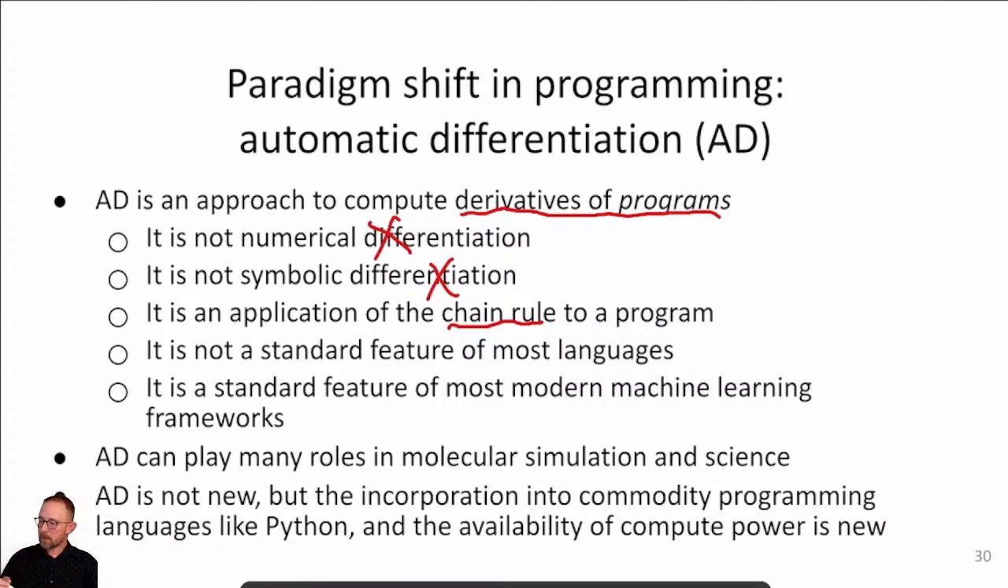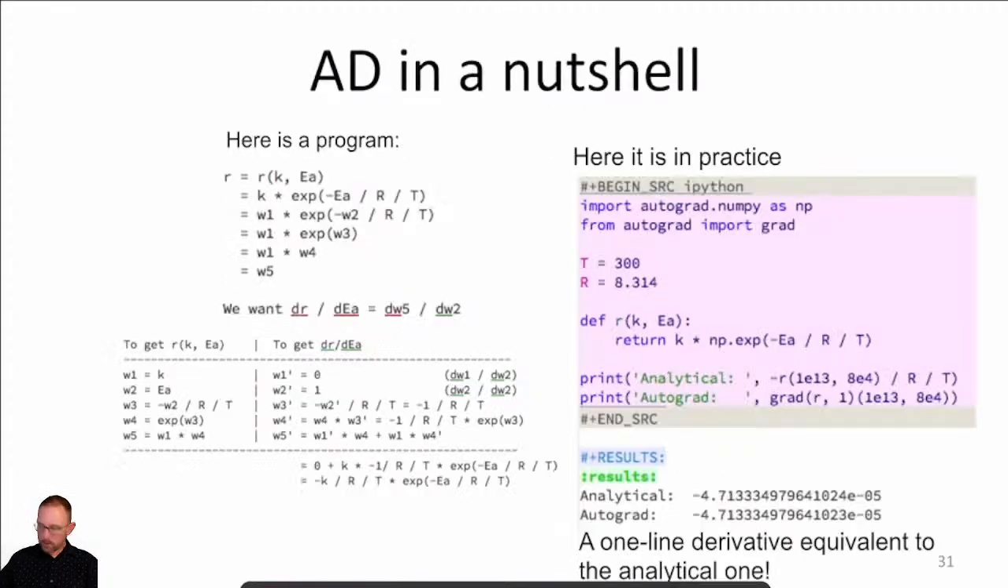And what's new about this is that it's basically become commodity programming language like Python and Julia and others. And the high availability of compute power makes it practical for us to think about it. So let me give you a nutshell example. Let's start on the left.